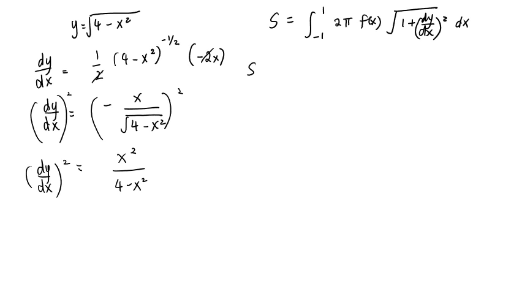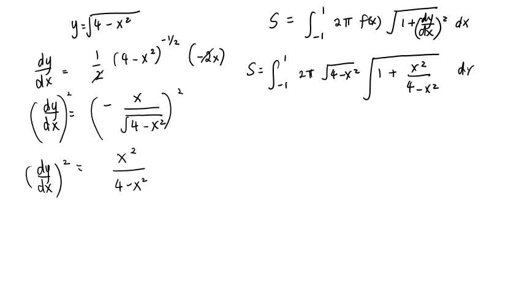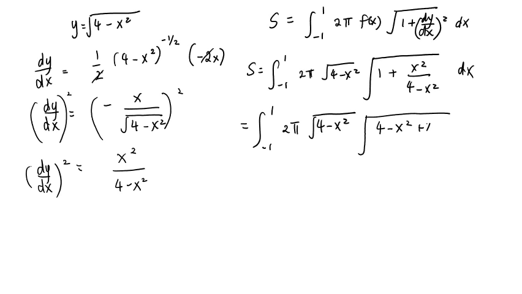Alright, so you substitute this into the formula: from -1 to 1, 2 pi, f of x is the square root of 4 minus x squared, and the square root of 1 plus x squared over 4 minus x squared dx. Then just continue, 2 pi, and this whole thing here you may want to simplify a bit. So this one is gone.